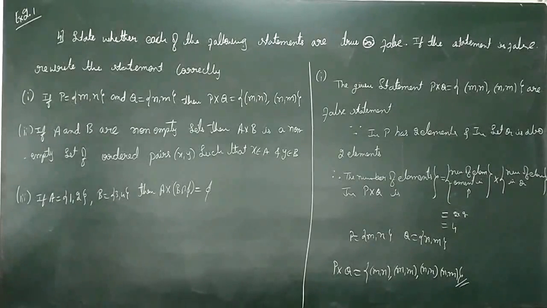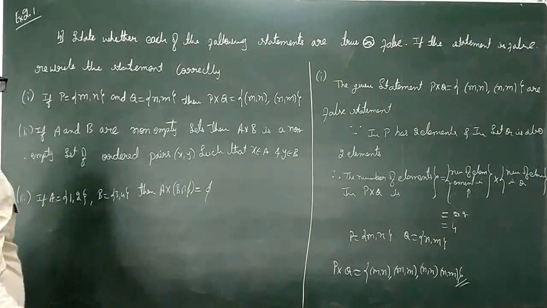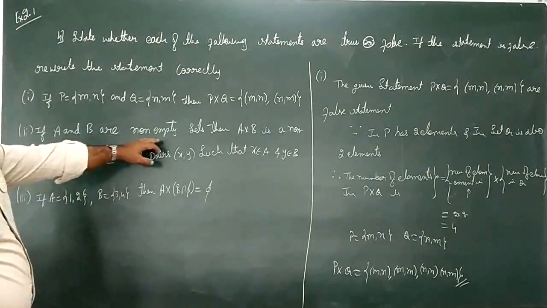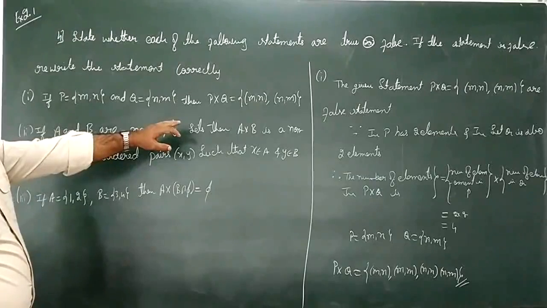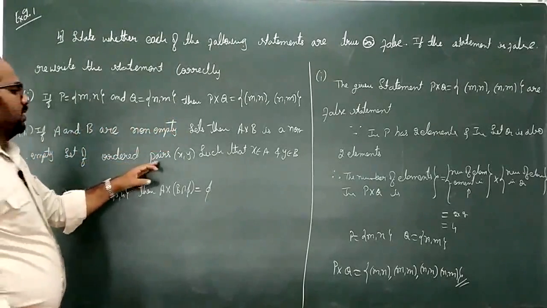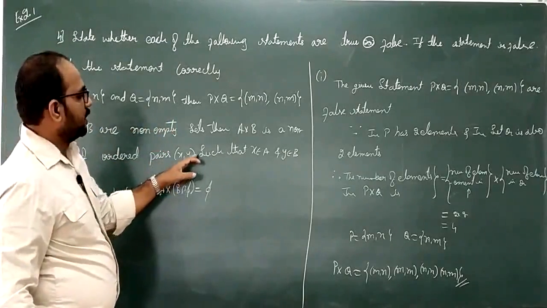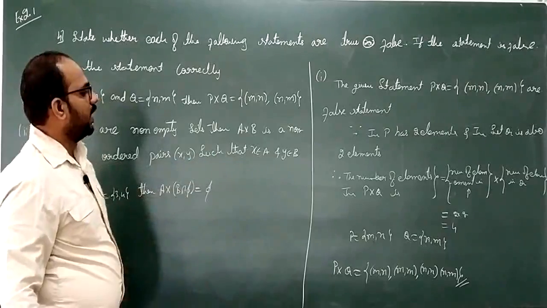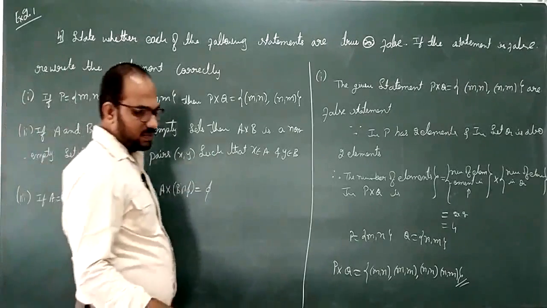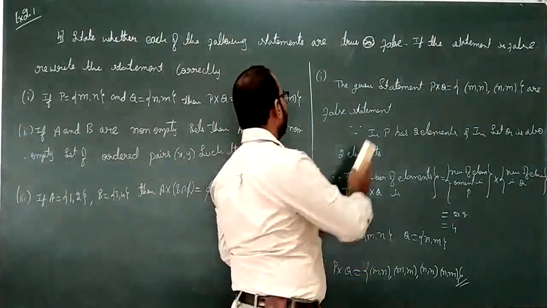Next one, second sub question. That is, the second sub question is: if set A and set B are non-empty sets, then A cross B is the non-empty set of ordered pairs (x, y) such that x belongs to A and y belongs to set B. Okay, it is also a true statement.